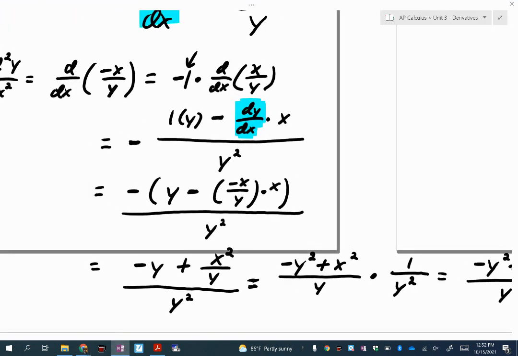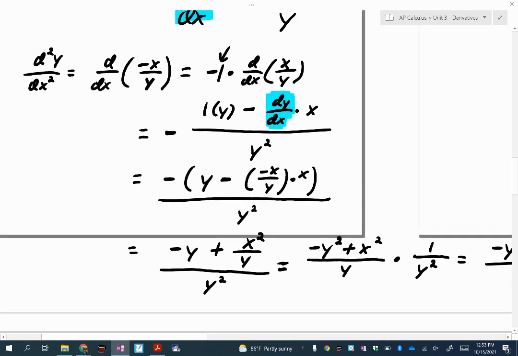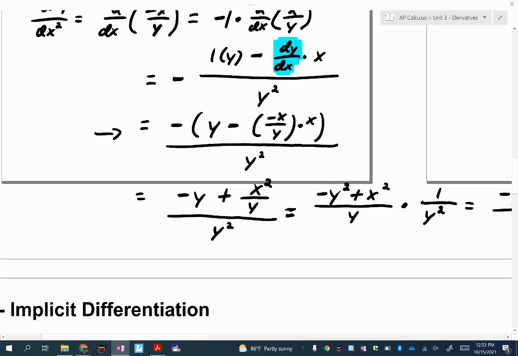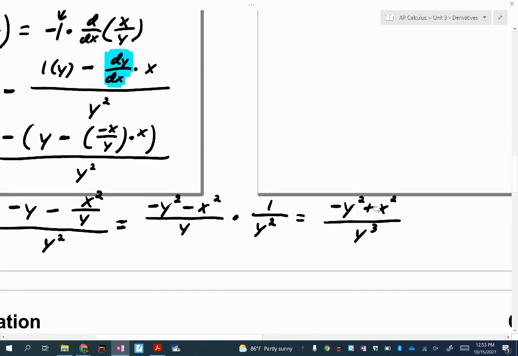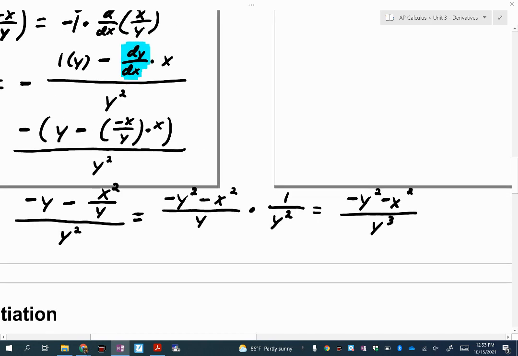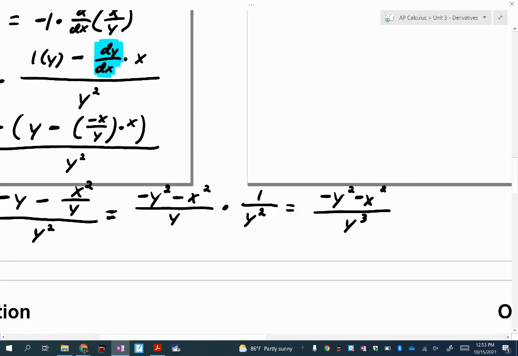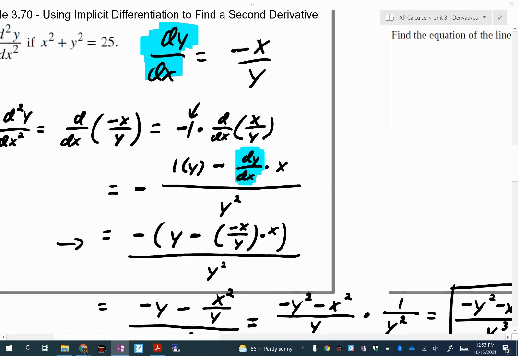Okay, so I found my mistake. When I was distributing my negative right here on this step, I did the negative times the y, that's correct. But this subtraction of a negative becomes addition, but the negative of that, the opposite of addition, should have stayed subtraction. So this should still be subtraction. All right, so it's actually going to end up being negative y squared minus x squared over y cubed. Now this is the answer that I'm saying for the second derivative of dy dx.